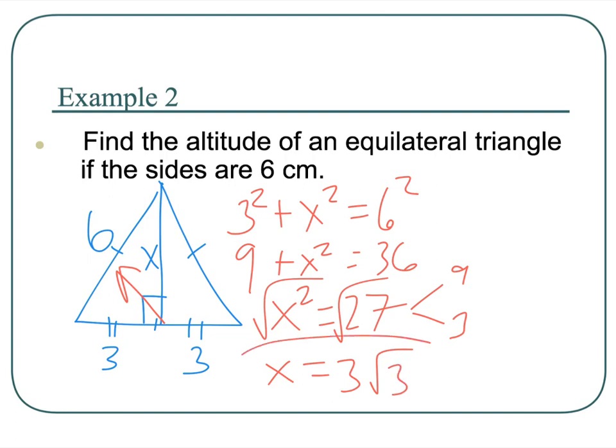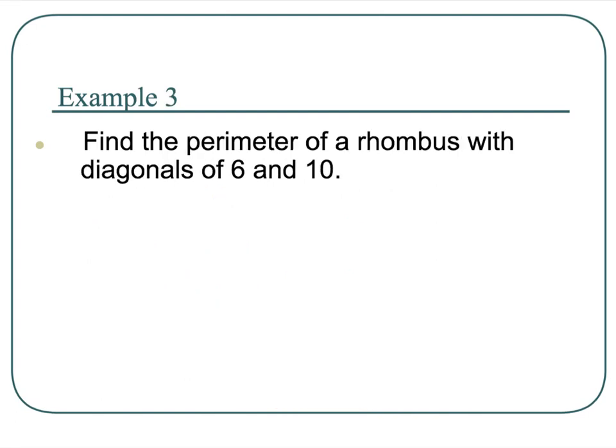Okay. We're going to start seeing some of these root 3s again relatively soon. We'll maybe pop back to something like this and talk about it then. But for now, Pythagorean theorem did the trick. Figured out that x, that altitude. Good to go. All right, let's find the perimeter of a rhombus with diagonals 6 and 10.